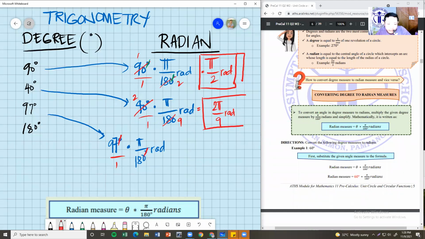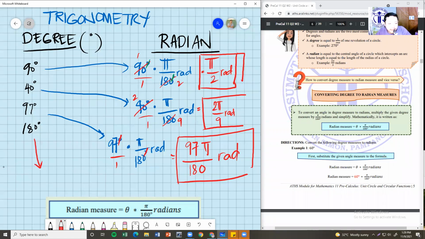Can you follow? So what's left will be 97 times pi, that's 97 pi, over 1 times 180, that's 180 radians. So 97 degrees is expressed as 97 pi over 180 radians. Can you follow? Show a reaction, please, if you understood that process. Got it? And finally, what is the radian measure of 180 degrees? Go. Type your answer in the chat box.